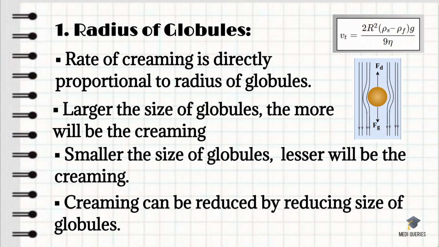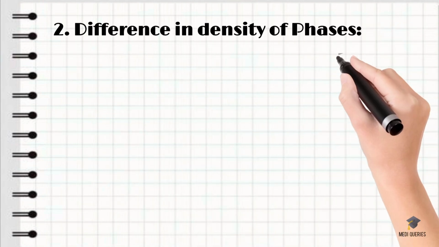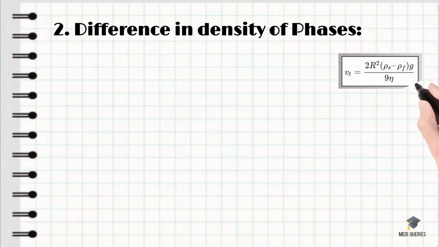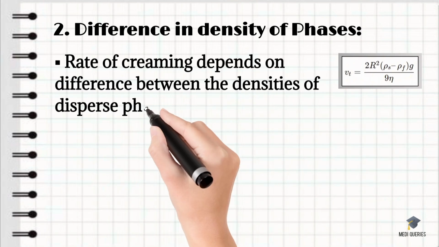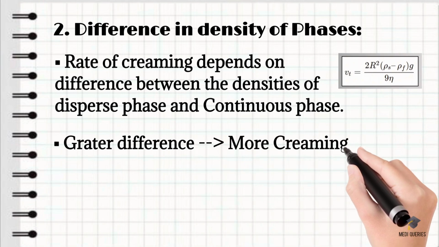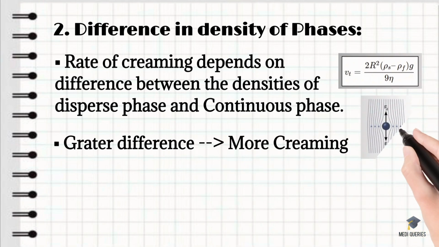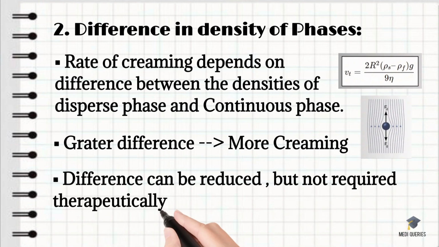Next is the difference in the density of the dispersed phase and the continuous phase. The rate of creaming depends upon the difference between the densities of the dispersed phase and the continuous phase. So the greater the difference, the more will be the creaming. This difference can be reduced, but it is not desirable because it is not required therapeutically.